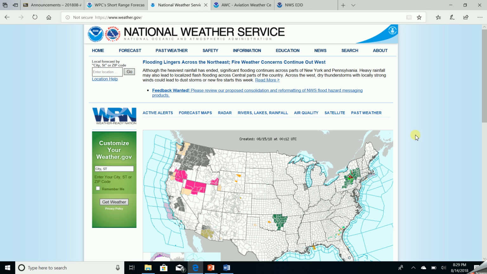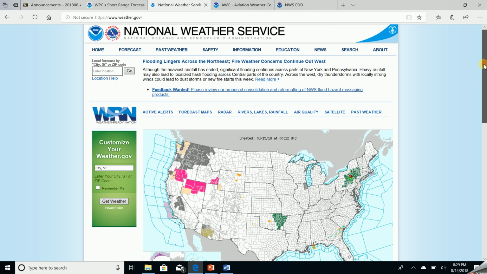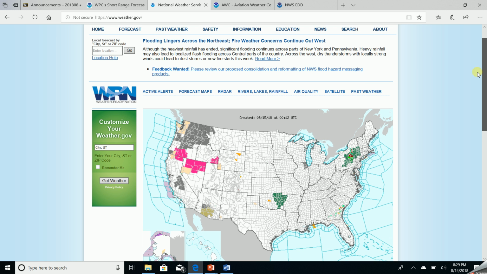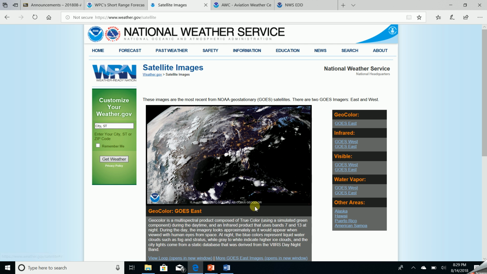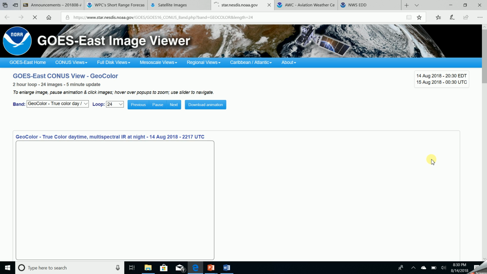Here's just a picture of the National Weather Service webpage, just the current watches and warnings that are out there. All kinds of information we could get from this. Just to give you an example of satellite pictures right now, the new GOES 16 is in place, and I happen to like it a lot.